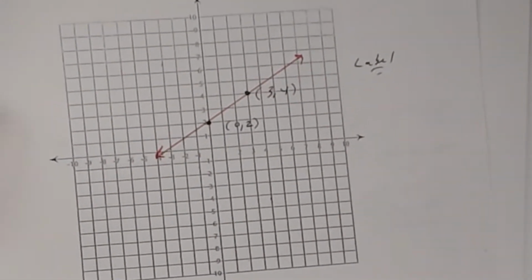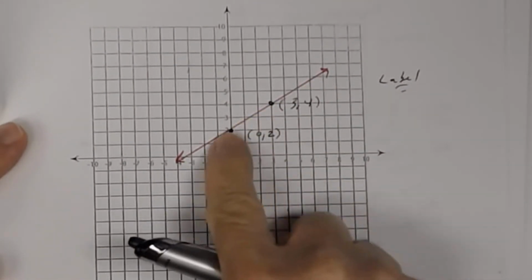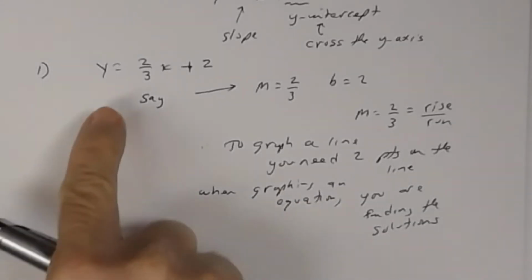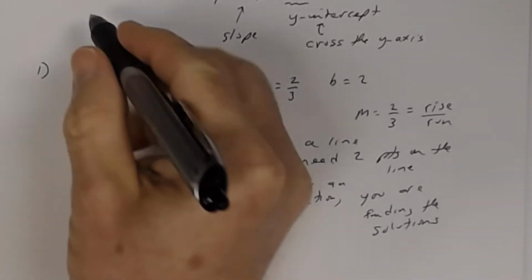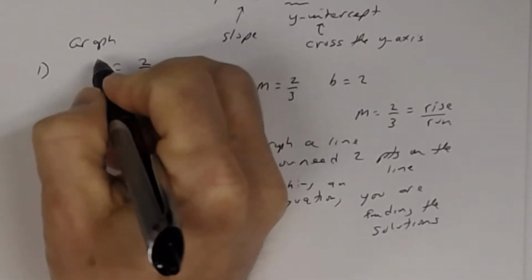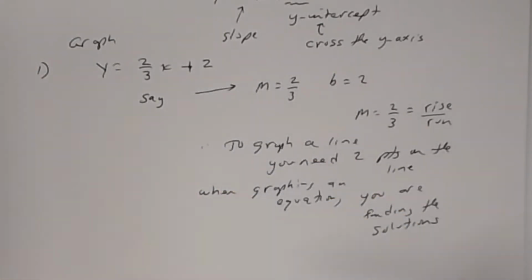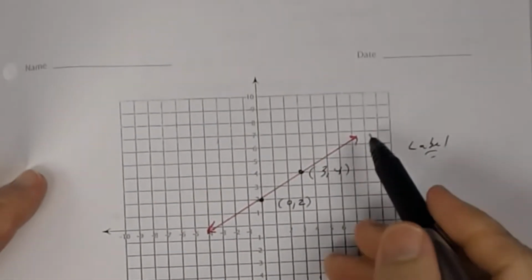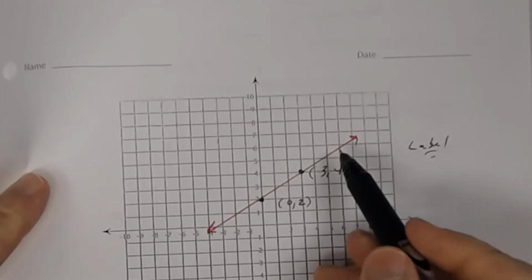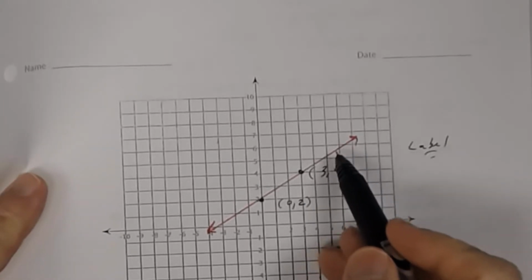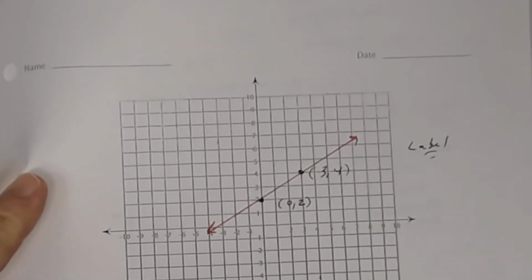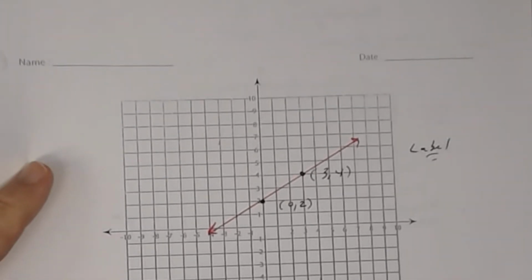So this is the solution. All of these, there's an infinite number of those, is a solution to this equation. So when it says graph this line or graph an equation, in this case we're dealing with lines, when graphing these lines, this is what you do. But in essence, what you're also doing is you're finding the solutions to that equation. All right? Okay, so let's look at another one.